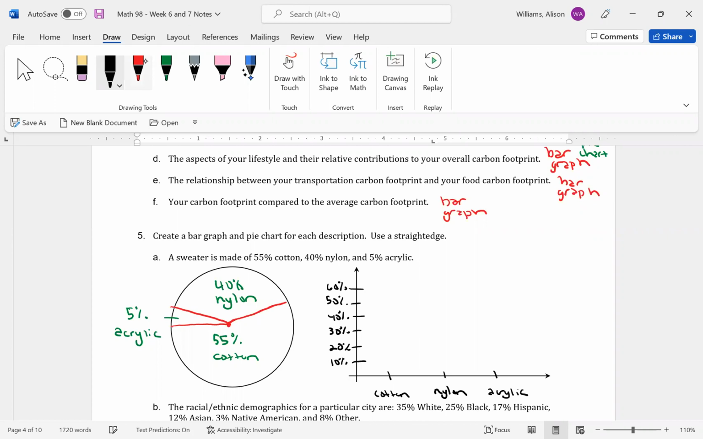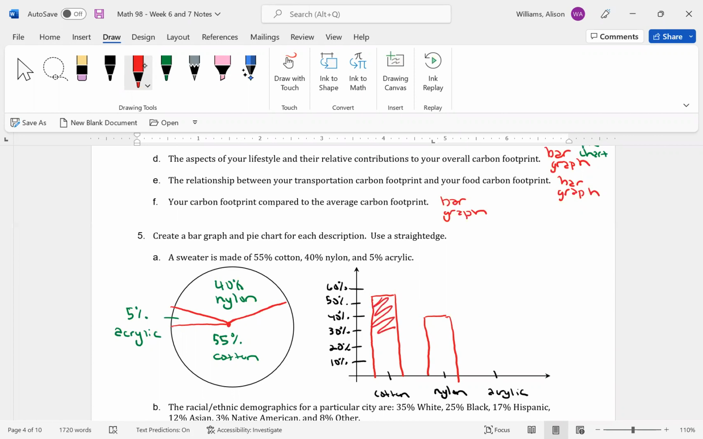All right, so when I create then the cotton, I want to go to in between the 50 and 60, for 55. For nylon, we want to go to 40%. So I'll line that up. I'm going to do my best to make my rectangles look the same. Of course, because I'm not using a straight edge, I can't. They're going to be a little bit rough, but I'm going to try to make them about the same width.